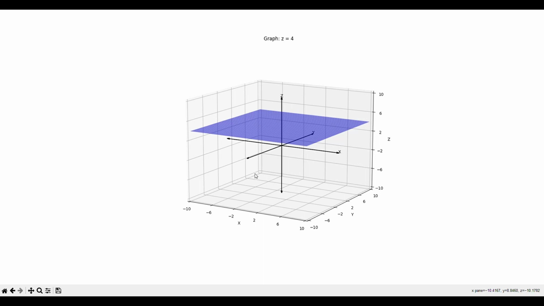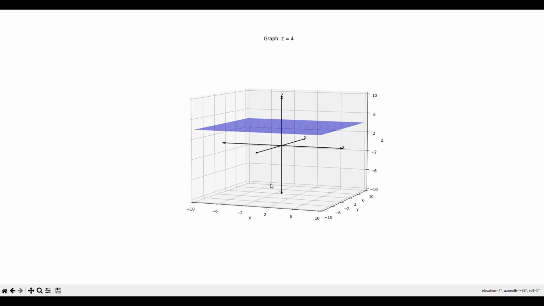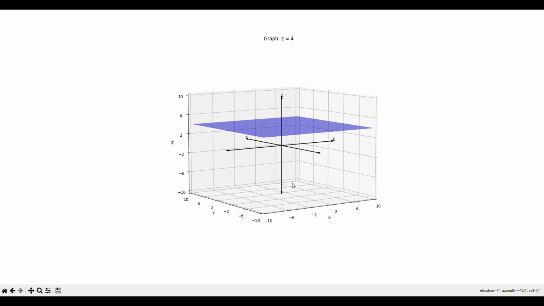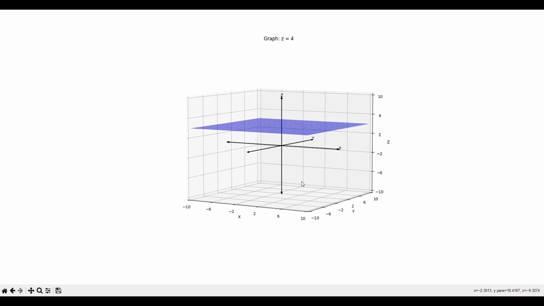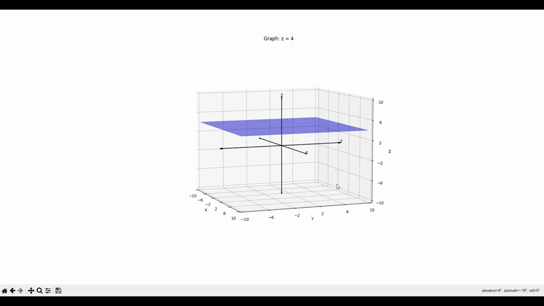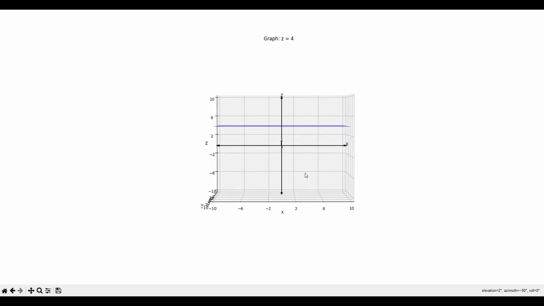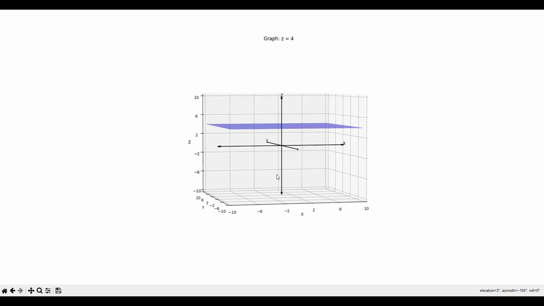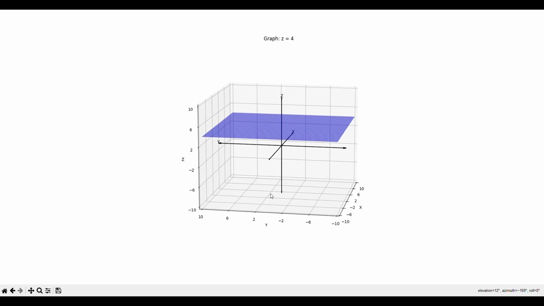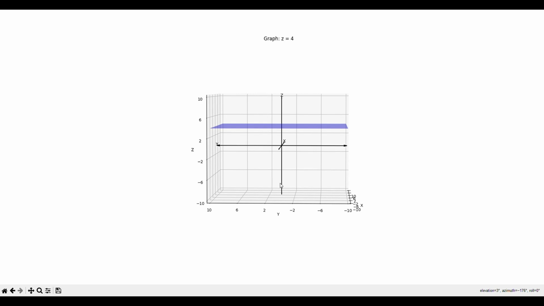If we set a equal to b equal to 0 and c equal to 1 and d equal to 4, the linear equation will be z equal to 4. So how does the graph of this equation look in 3D space? It consists of every point in 3D space whose z-coordinate is 4 and x, y is any real number. So the graph of this equation is a horizontal plane 4 units above the origin where z is constant at 4, meaning the plane is parallel to the xy plane and passes through the point (0, 0, 4).